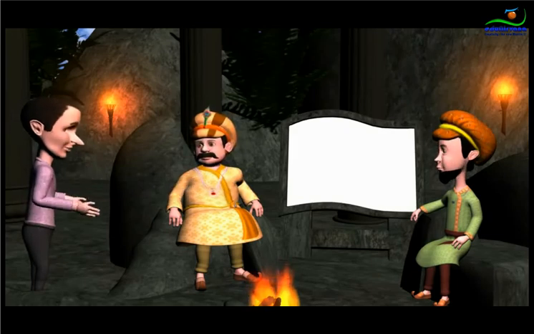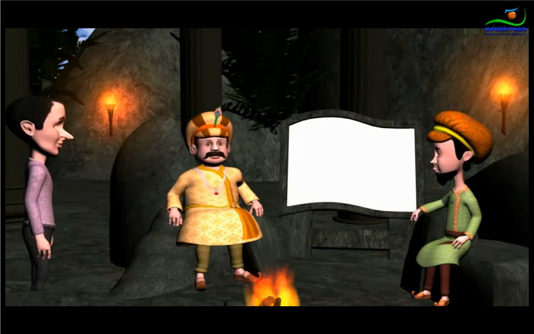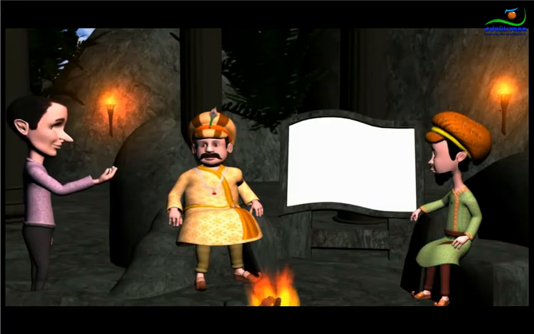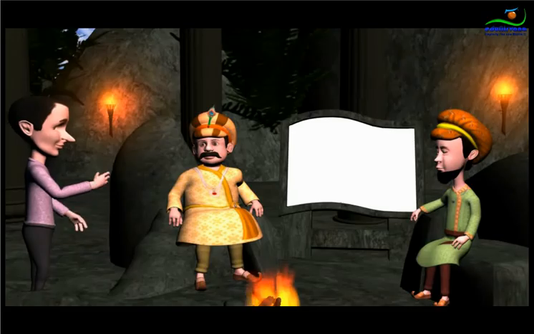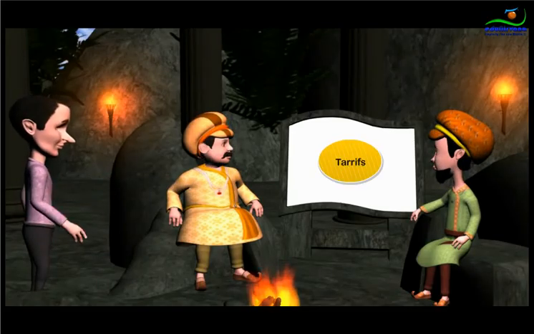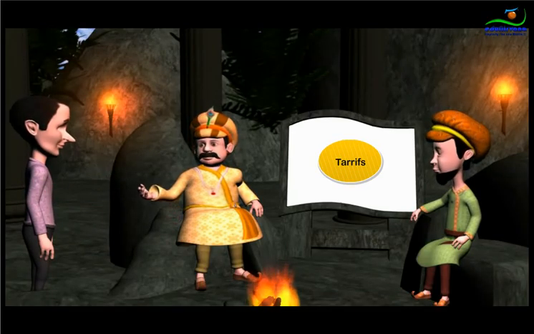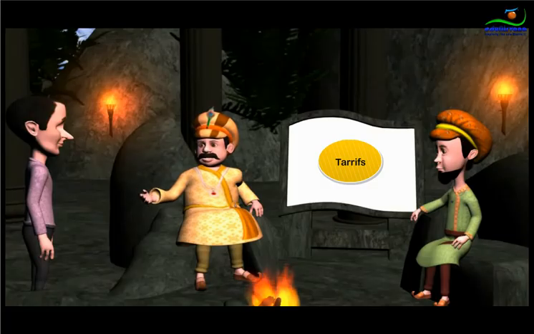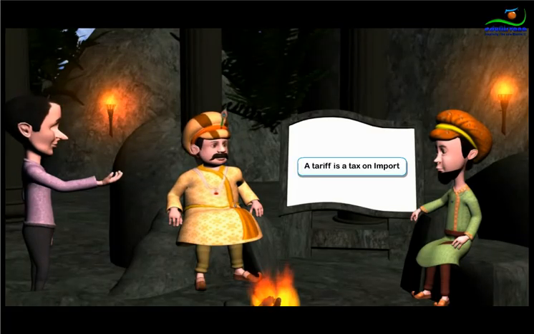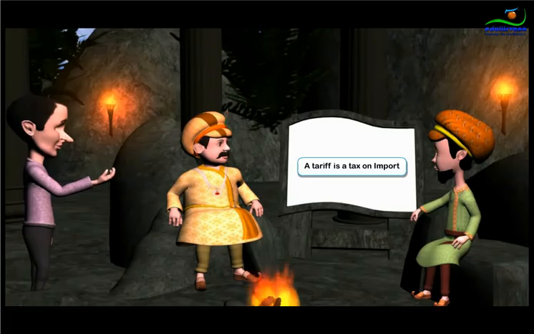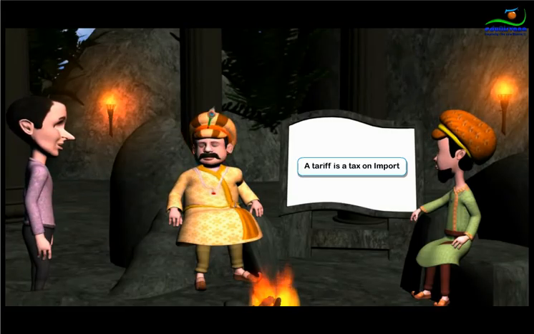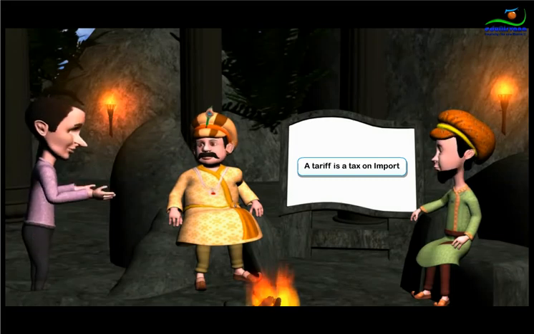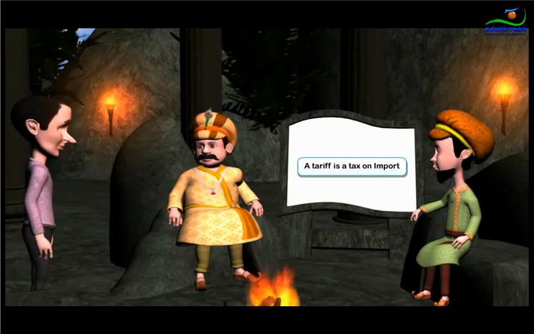If you want to save your producers from import, at least in new upcoming industries, and want to avoid a situation of mass unemployment, you can use tariffs. What is a tariff and how will it help in increasing the producer's welfare? A tariff is a tax on goods produced abroad and sold domestically, that is, imports. Tariffs raise the price of imported goods above the world price by the amount of the tariff.